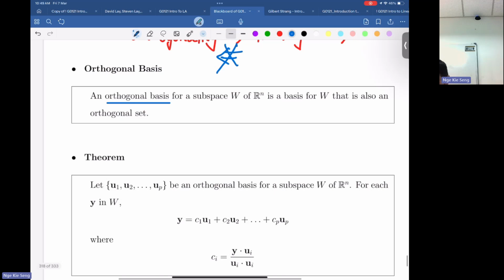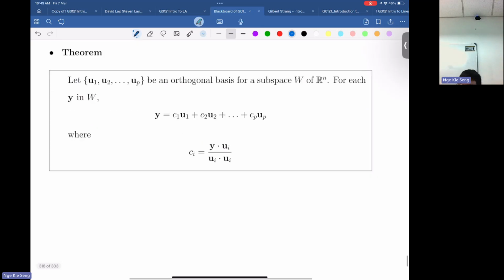All right. Next. Then what do we do with this orthogonal basis here? This is very special now. For each y inside the subspace spanned by this orthogonal basis, we have a way to find C1, C2, up to CP. We are not using row reduction anymore. We use dot product also.